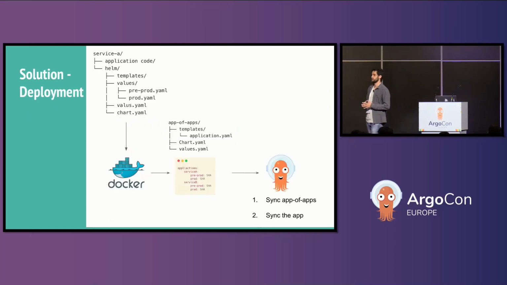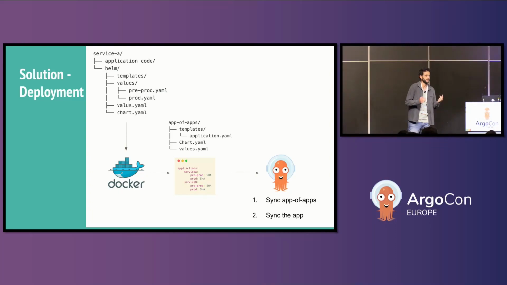And combining these together, we now have only one deployment pipeline, because everything is inside the same repository, both the Helm chart of the application and the application code. We have only one deployment. It will always build a Docker image. It will always change the right version, once for pre-prod, once for prod. And it will actually do two things. It will sync the app of apps, the application CRD itself. It will set the right application image tag parameter, and then it will go and sync the application itself.